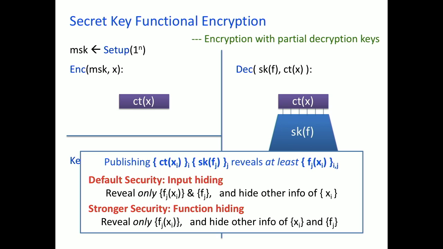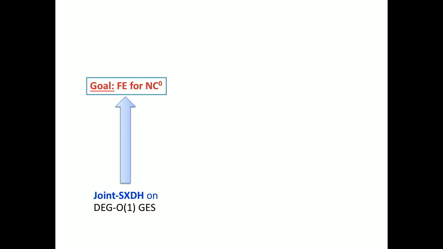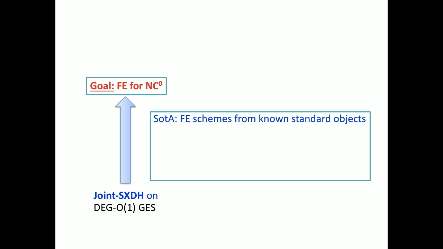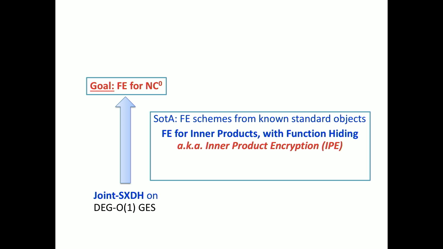All right. So in order to construct FE for NC0, we're talking about this very simple class, which is just NC0 from constant degree graded encodings. Our basic idea is that we would like to leverage some of the work that has already been done in the literature of functional encryption. In particular, those FE schemes that can be built without graded encodings. It turns out that without graded encodings or iO, this huge hammer, there's very limited things we can do. Basically, we can do FE for computing inner products.